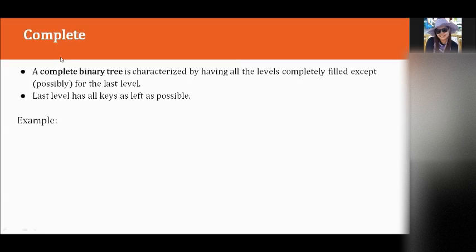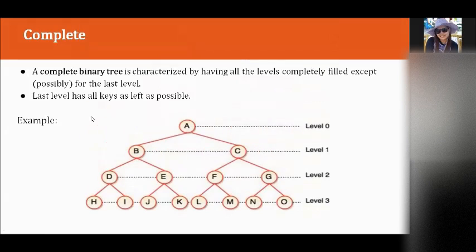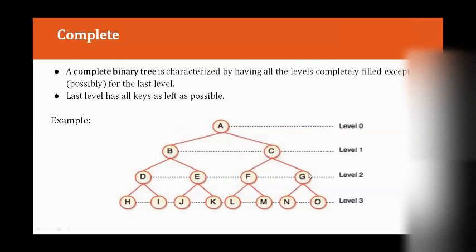We have the complete binary tree. It is characterized by having all the levels completely filled except possibly for the last level. So it has all the keys as possible. So this one. It's a complete. If you will notice, guys, we have the root, the parents, the siblings, as well as the child. So level 0, 1, 2, and 3.